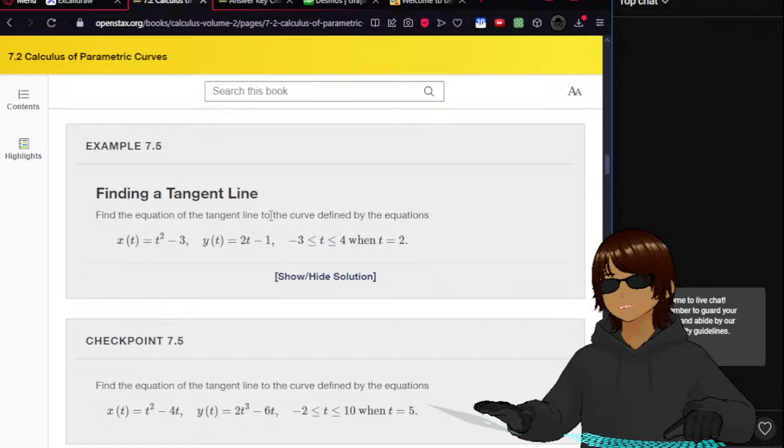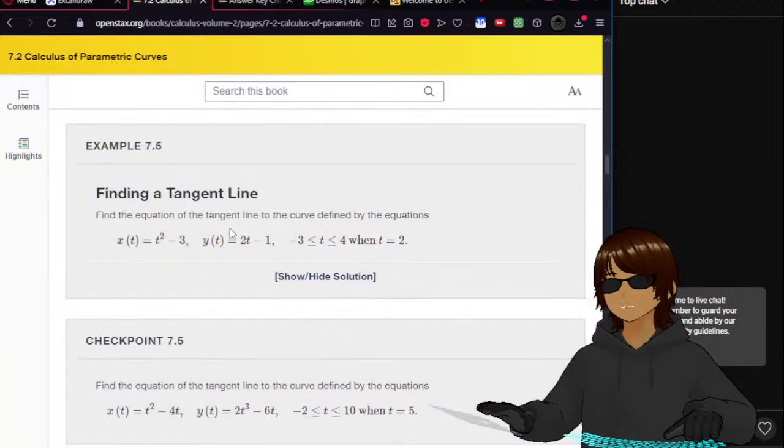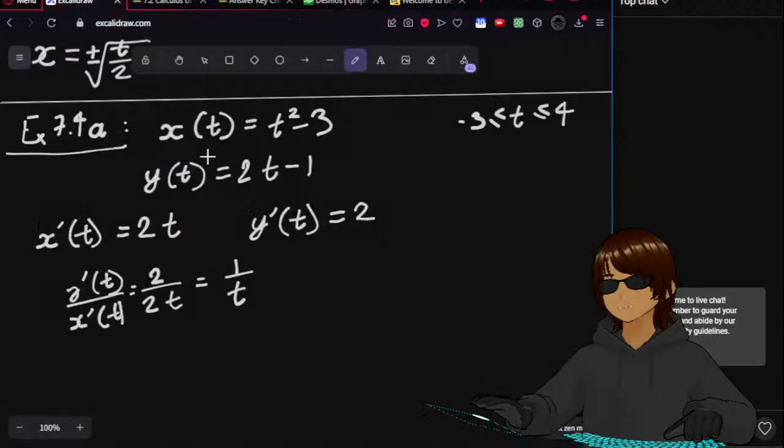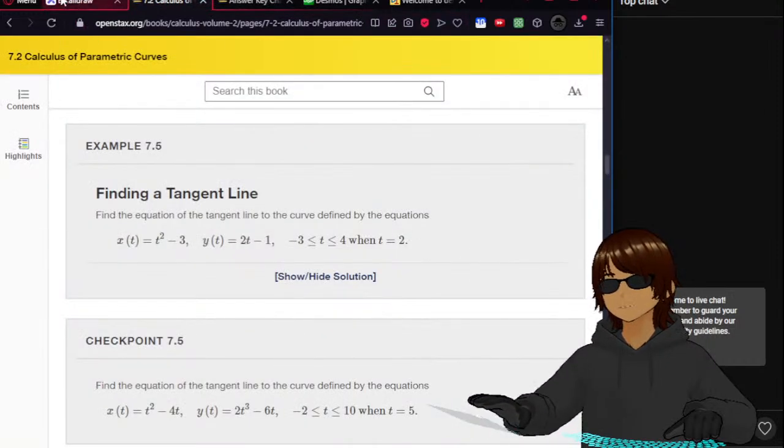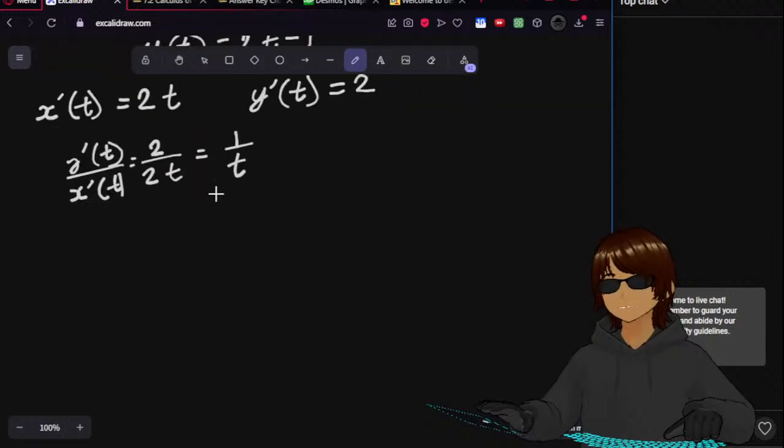Find the equation of the tangent line to the curve defined by the equations. Okay. Now we did this, right? dy/dx is 1 over t, with x(t) equal to t squared minus 3, when t is equal to 2. So what are we trying to find? The equation of the tangent line to the curve defined by the equations when t is 2. Example 7.5.